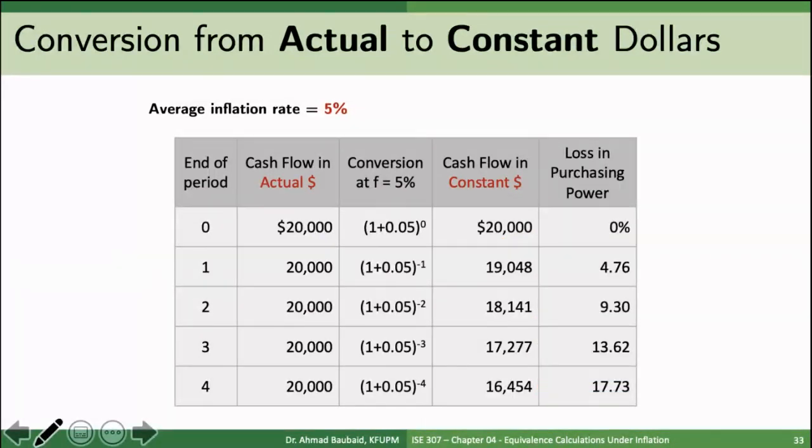So let me erase this. The loss in purchasing power as a percentage, right? So in year 0, we're not losing anything, as we said before. However, in year 1, I've lost 4.76% from the 20,000 constant dollar purchasing power that I had a year before that. And of course here I keep losing. So this loss is always relative to the base period. So here I've lost 9.3%. And then of course, for this last time period, I've lost 17.73% of purchasing power in year 4. So for the same actual dollar amount, I keep losing purchasing power, and this is how much I lose.